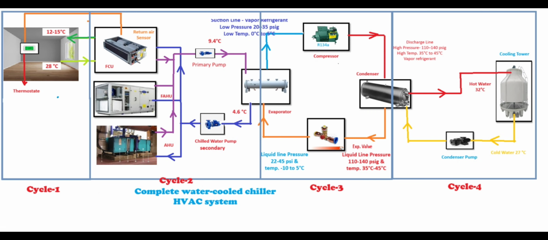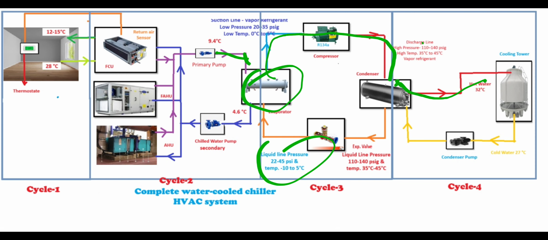So now here what will happen? The refrigerant at -10 to 5 degrees Celsius will go to the evaporator. In the evaporator it will take heat from the chill water coming in, and the heat is taken by the compressor. Now how will this heat be thrown out? It will go to the cooling tower.